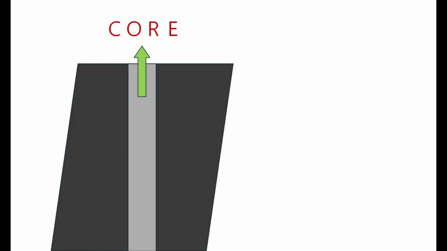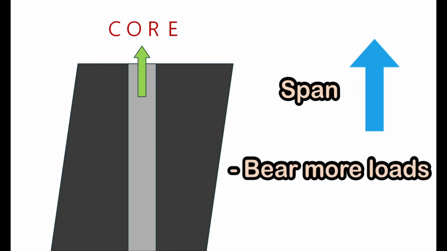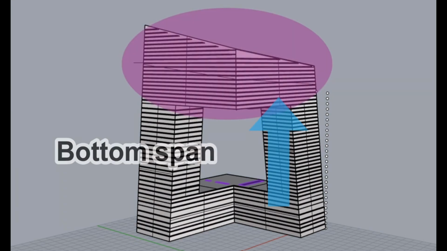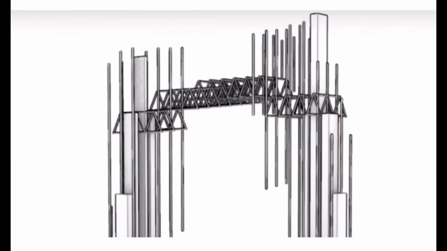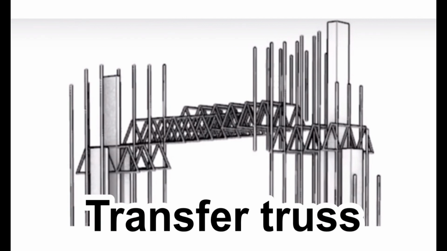Because of this design, the core of the area where the span is increasing has had to bear more and more load. Thus, an additional column was required for the upper part, where the bottom span was greatly increased on one side of the core. The addition of the columns required a structure to support them, which was supported by a transition truss connecting the inner core to the outer tube structure.